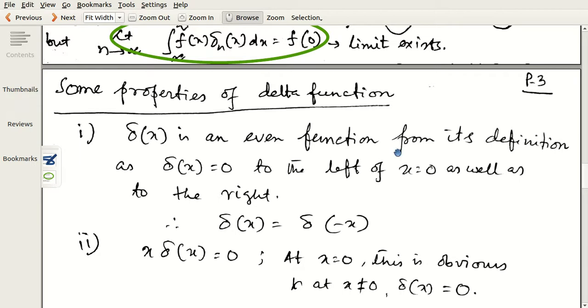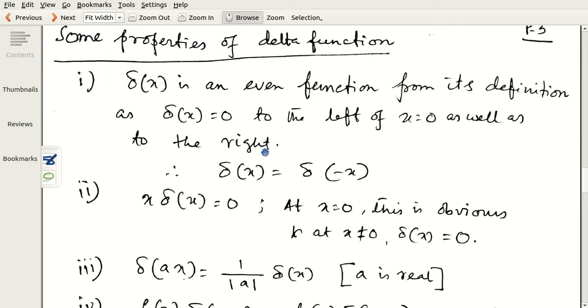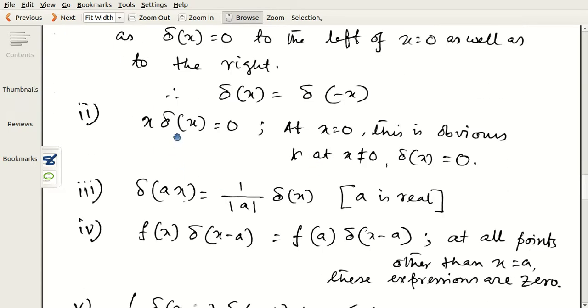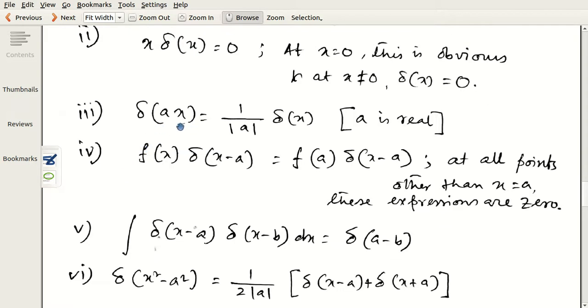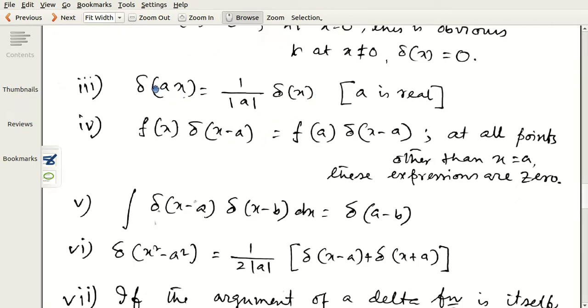And some properties of the delta function we just read here. The delta function, you see, from x equal to 0 towards left it is 0, towards right it is also 0. So it is an even function. And x delta x equals 0, because putting x equal to 0 here, this expression becomes 0, and if x is non-zero, then delta x is 0. And delta a x is just a scale conversion. You can do it, just write down a x equal to z, and you will find the same thing. And as the delta function is an even function, the sign of a will not matter, so it will be 1 by mod a delta x.